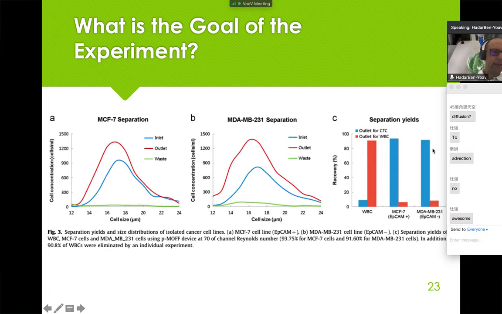And this is the same thing just for the CTCs, different types of breast cancer circulating tumor cells, and they get a lot of cells in the CTC outlet and almost none in the white blood cell outlet. So the separation works very well actually. Any questions about this slide?